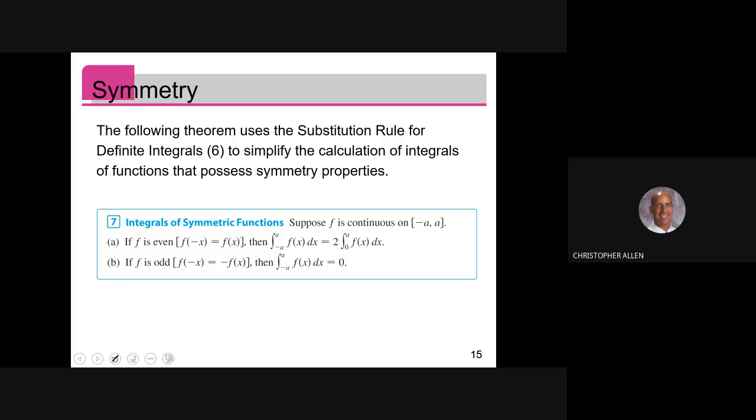All right, last thing. You guys hopefully remember what symmetry is. You studied it in pre-calculus. There are 2 types of functions that you need to be aware of. They are called even functions and odd functions. So for example, an even function would be the cosine function. Cosine of x is an even function.